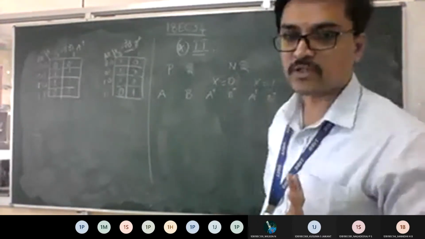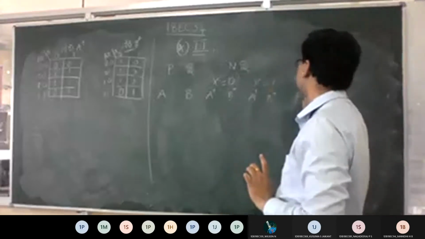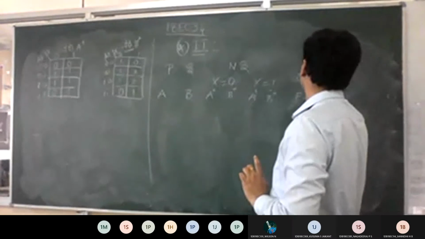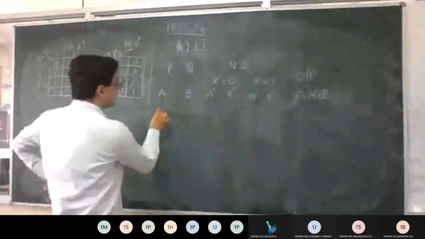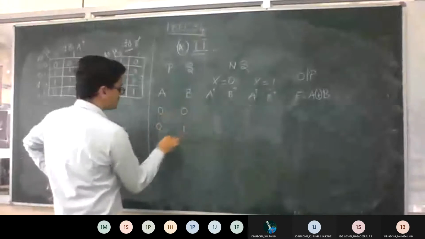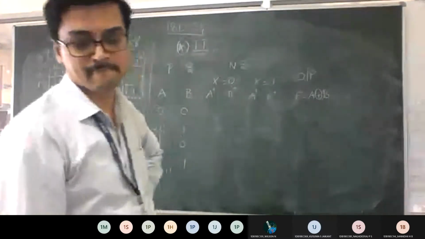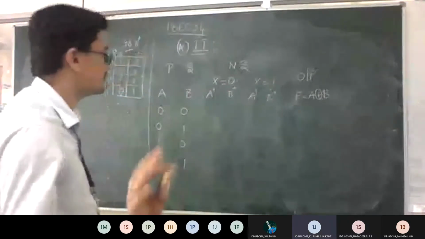And last is your output. And what is the output equation you got here? F equals A XOR B. So this is the table that you should remember. So how many present state combinations will you get here? Is it fine till here? Yes, sir. Okay, now listen.